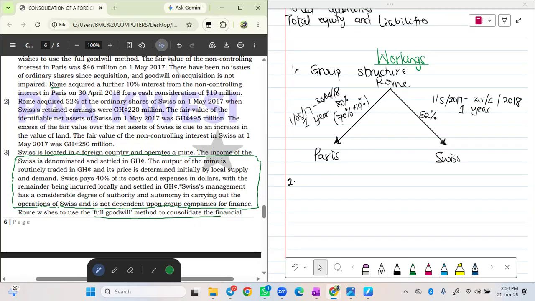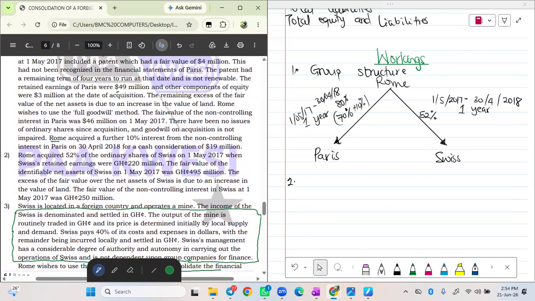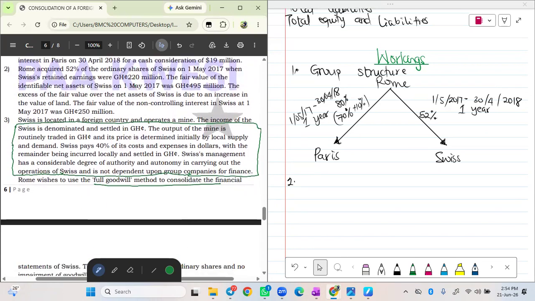All right. And for Paris, that one too, they use what? The full goodwill method. Okay. Paris also uses the full goodwill method. Good. So Paris and Rome both use the full goodwill method. So all the two here use the full goodwill method.